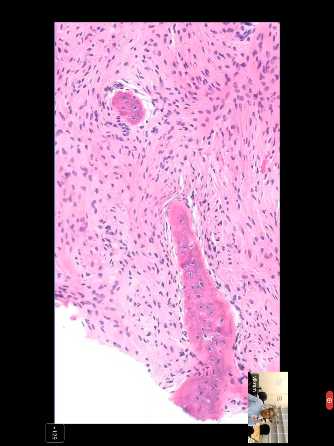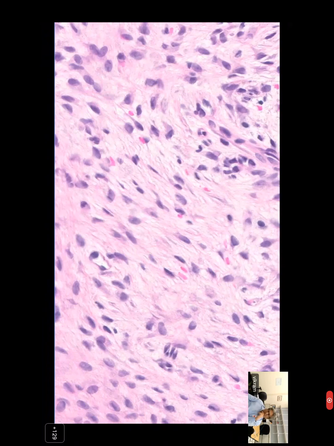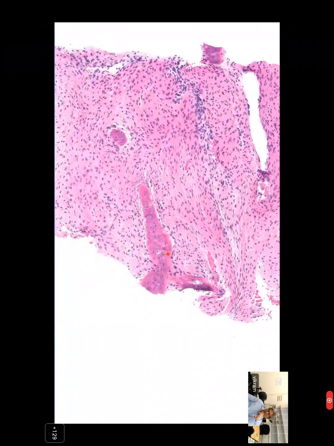You see this very bland stroma, right? Spindle-shaped cells, virtually no atypia. And then you have these trabeculae of bone without very much osteoblastic rimming. Although I must tell you that occasionally with fibrous dysplasia, you will see osteoblastic rimming, so it's not a hard and fast rule. I think the imaging here was very helpful. That ground glass appearance is very, very typical.